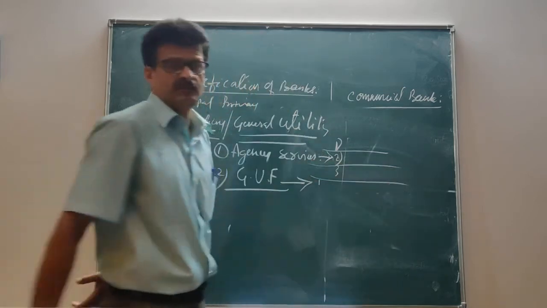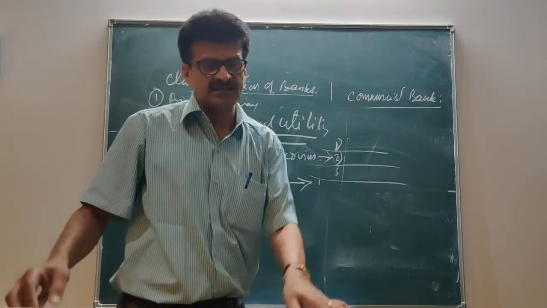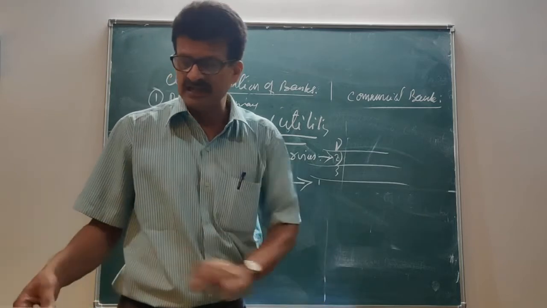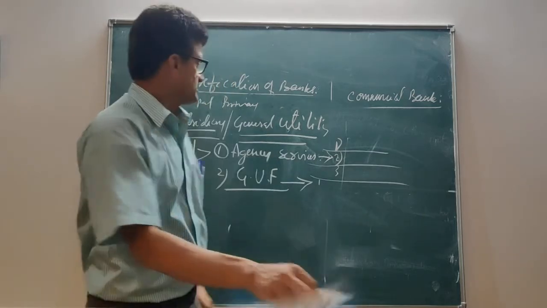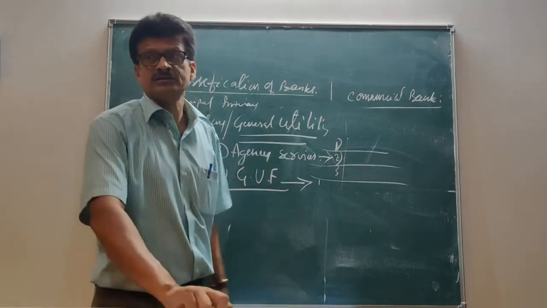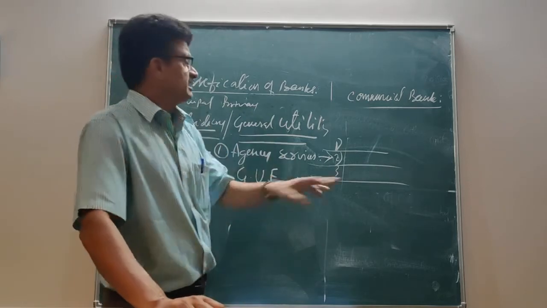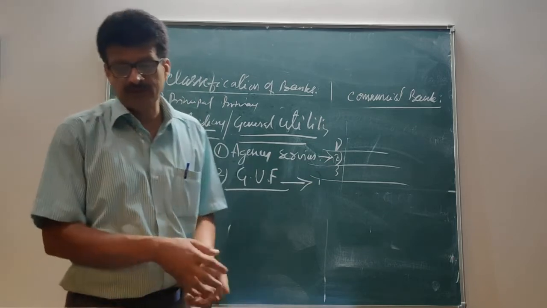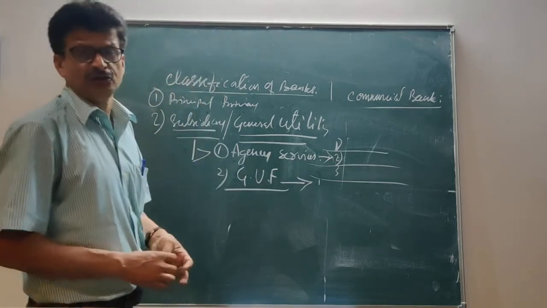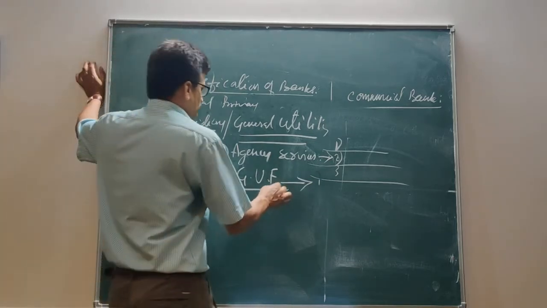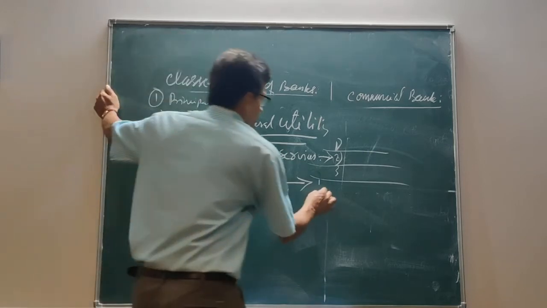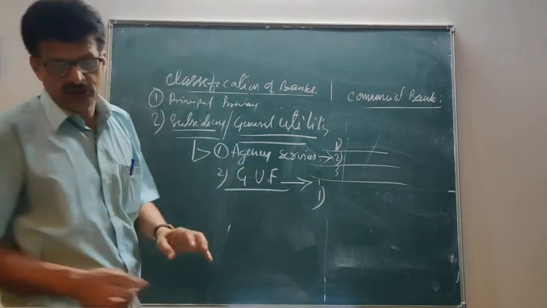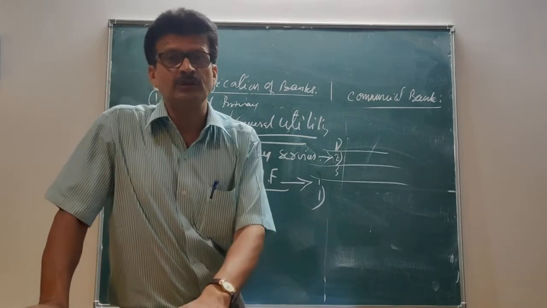It underwrites on behalf of the customers. It acts as trustees. It makes remittance of the funds as such. Then it purchases and sells the customers' securities, etc. In that way, they perform the agency functions, but they also perform several general utility functions. The general utility functions may be many. What are they? One, safe locker facility, safe custody of valuables.